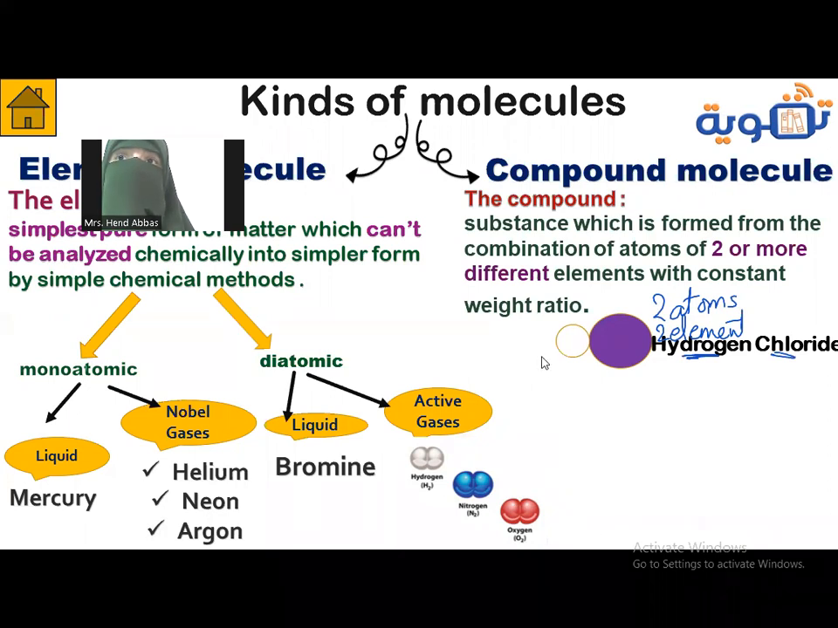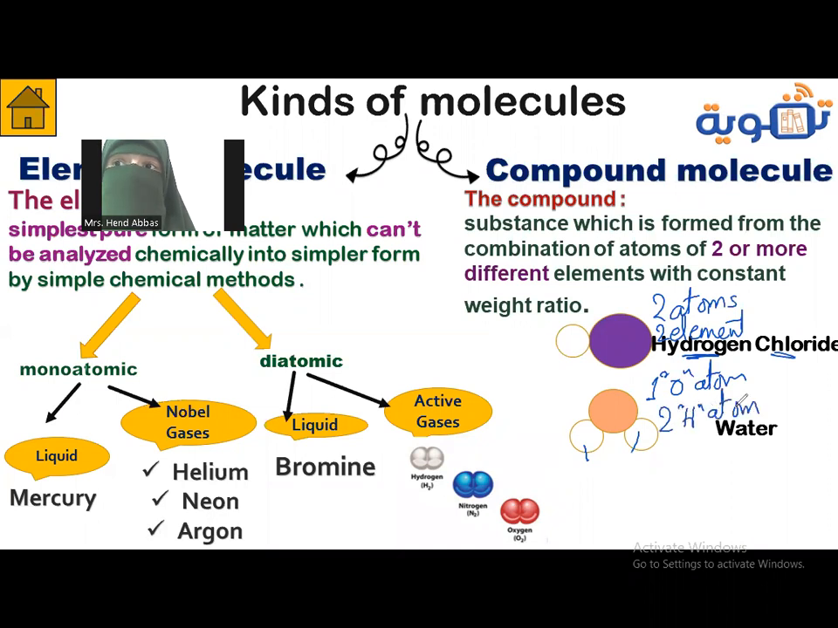What about the next one, which is water? Water is a compound molecule. Why? Because it consists of different types of elements. It consists of one oxygen atom and how many hydrogen atoms? Two hydrogen atoms. So how many atoms? Three atoms. Three atoms of how many elements? Of two elements, which are oxygen and hydrogen.